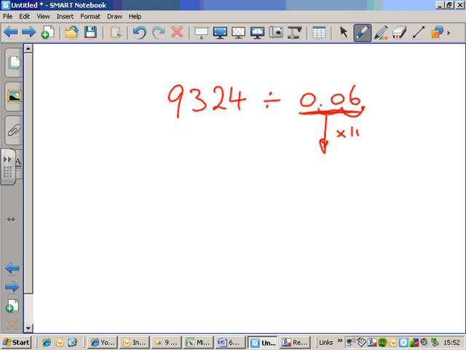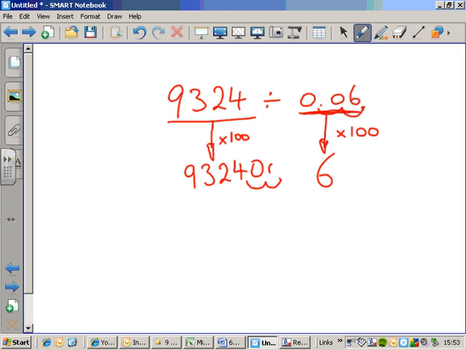And we can do that by timesing it not by 10, but by 100. We want to move it 2 spaces to the right, so let's times the number by 100. If we do that to the divisor, we have to do the same thing to the other number, to keep the numbers in the same proportion, so that our answer at the end is the same as the answer we would have got originally. So 9,324 times 100: the decimal point moves 2 places to the right, and we put a couple of zeros in there to hold it in place, and that gives us that number there.